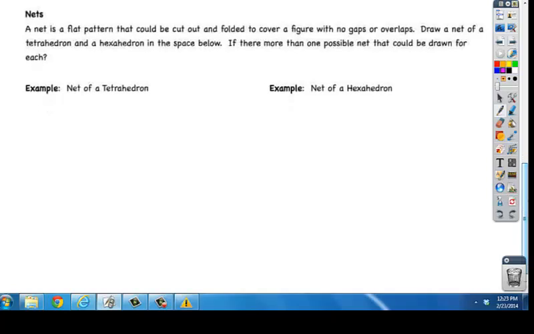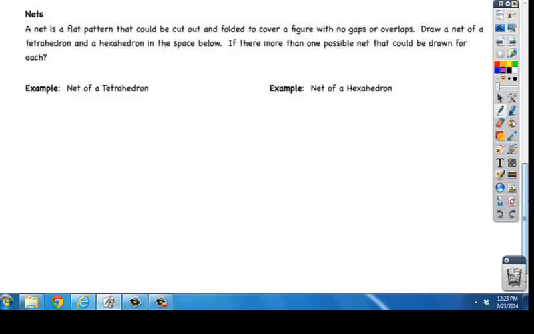Going on to nets. We've talked about nets. A net is a pattern that could be cut out and folded to cover a figure with no gaps. We made a net of a cube already in 6-1, and so now we're going to draw nets of different platonic solids.